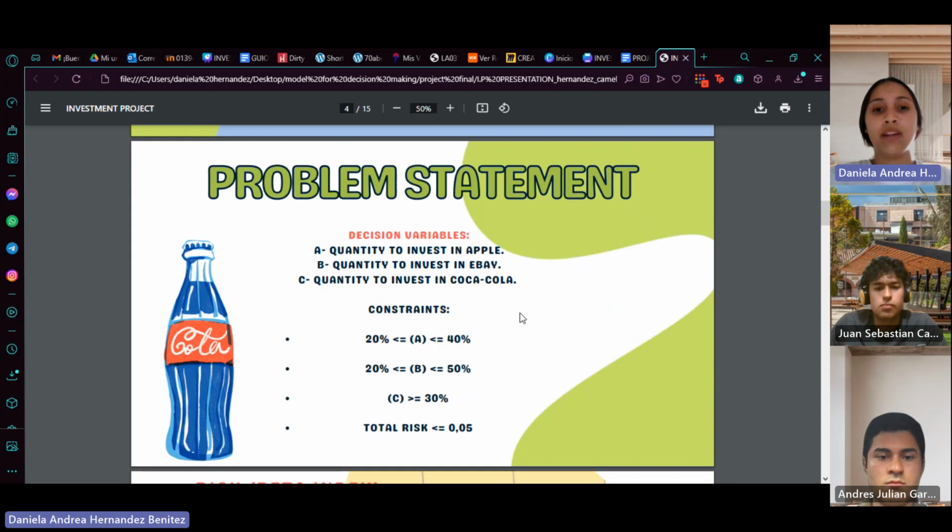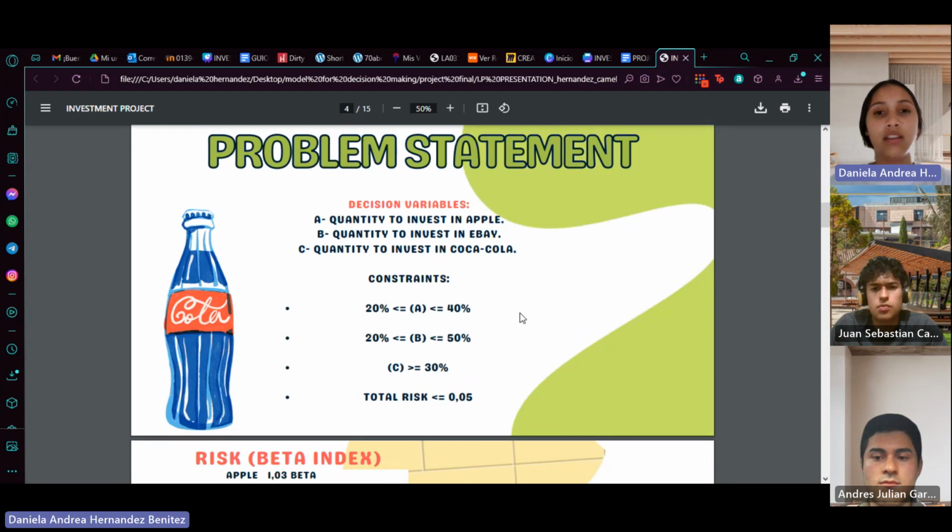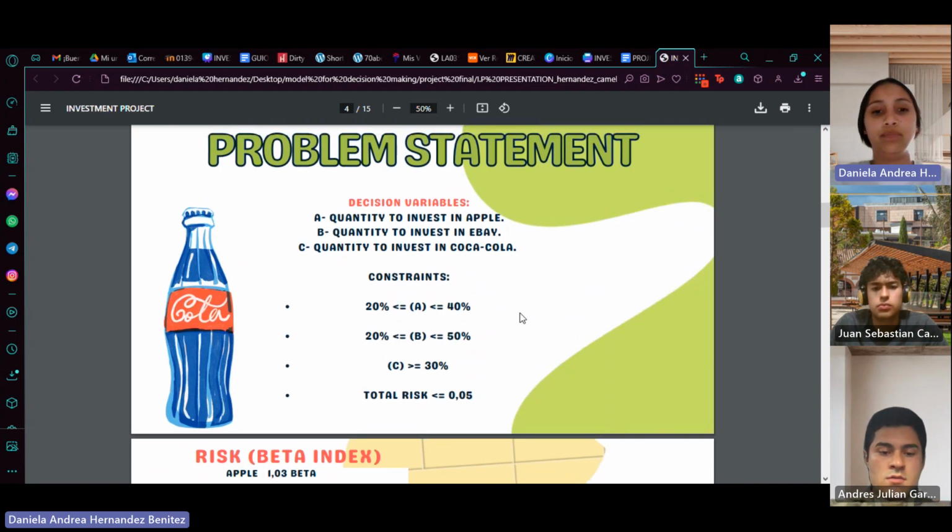For the problem statement, the research question is, how could BlackRock maximize its profit by investing $1 million in three different companies? So here we can see that we have the decision variables: A, that is the quantity to invest in Apple; B, the quantity to invest in eBay; and C, the quantity to invest in Coca-Cola.